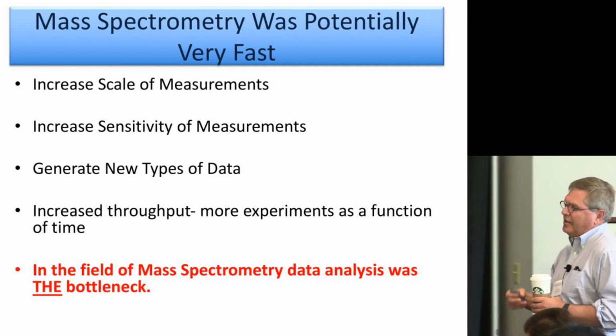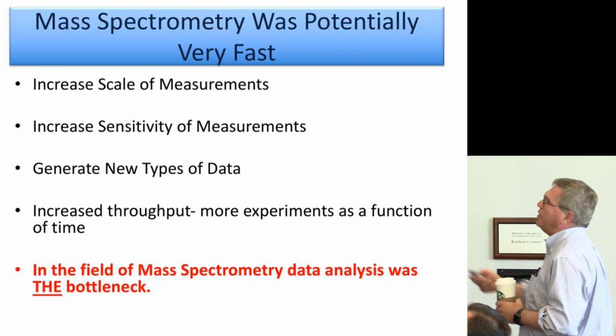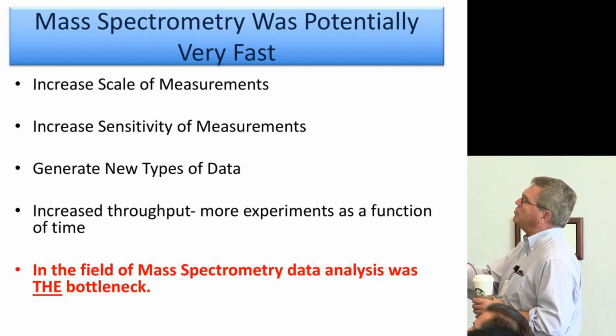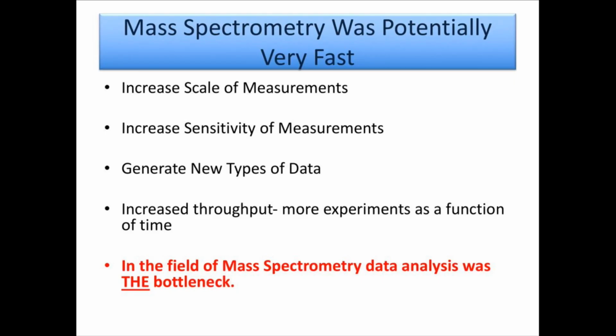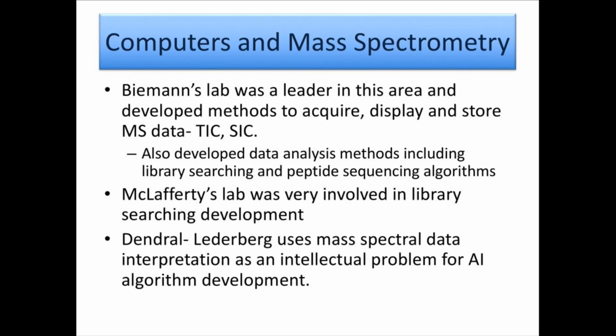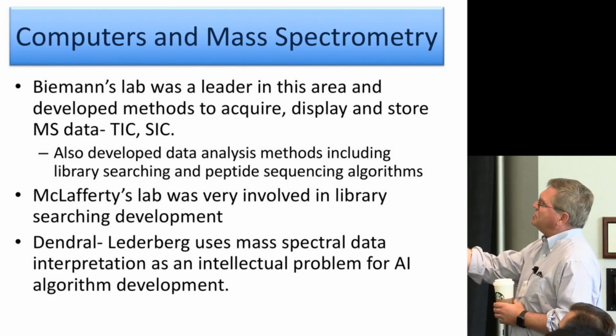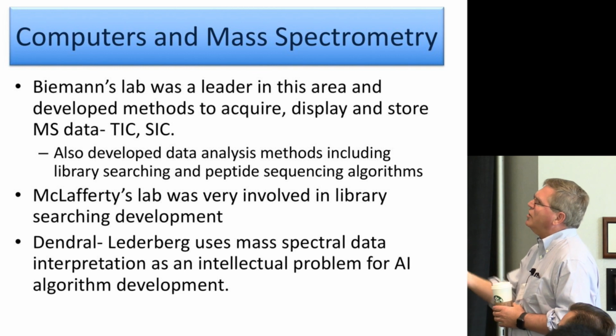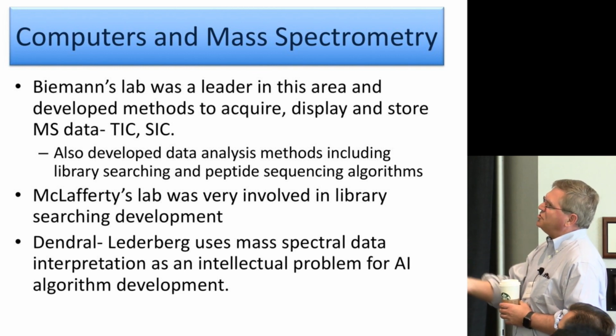Computers had a very early role in mass spectrometry, so Biemann's lab was a leader in this area and developed methods to acquire, display, and store MS data. So really the goals back then were more aligned with just trying to, instead of putting down a mass spectrum on heat-sensitive paper or a photographic plate, get it into a computer so that you could use that data in some fashion. They also developed data analysis methods, including library searching and some peptide sequencing algorithms. Those came very much later. But Biemann's lab was very involved in library searching.